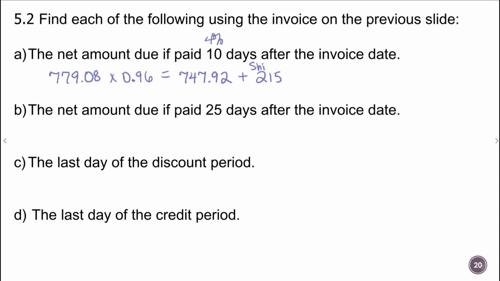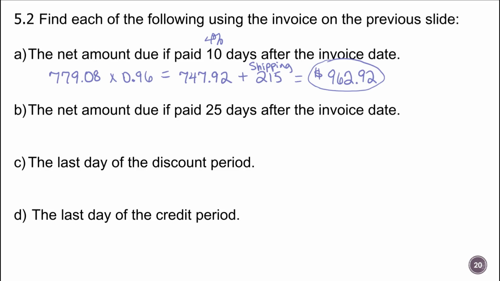Then we have to add the shipping back on, right? This is shipping paid by the seller. And so we're the buyer and we have to pay them back. And then that total would be 962.92. So this is how much we pay if we are in that first discounted time, right? And that was a 4% discount.